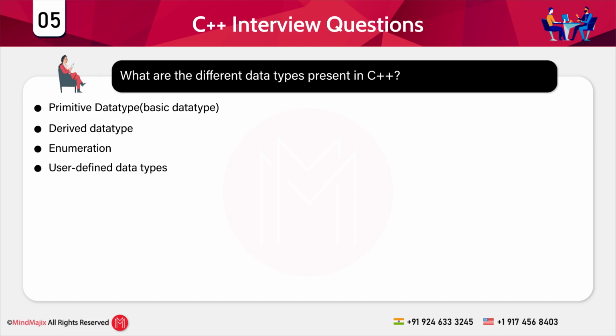The third type is the enumeration. For example, enum is the enumeration in C++. And last but not the least, you have the user-defined data types like structures, classes, and so on.